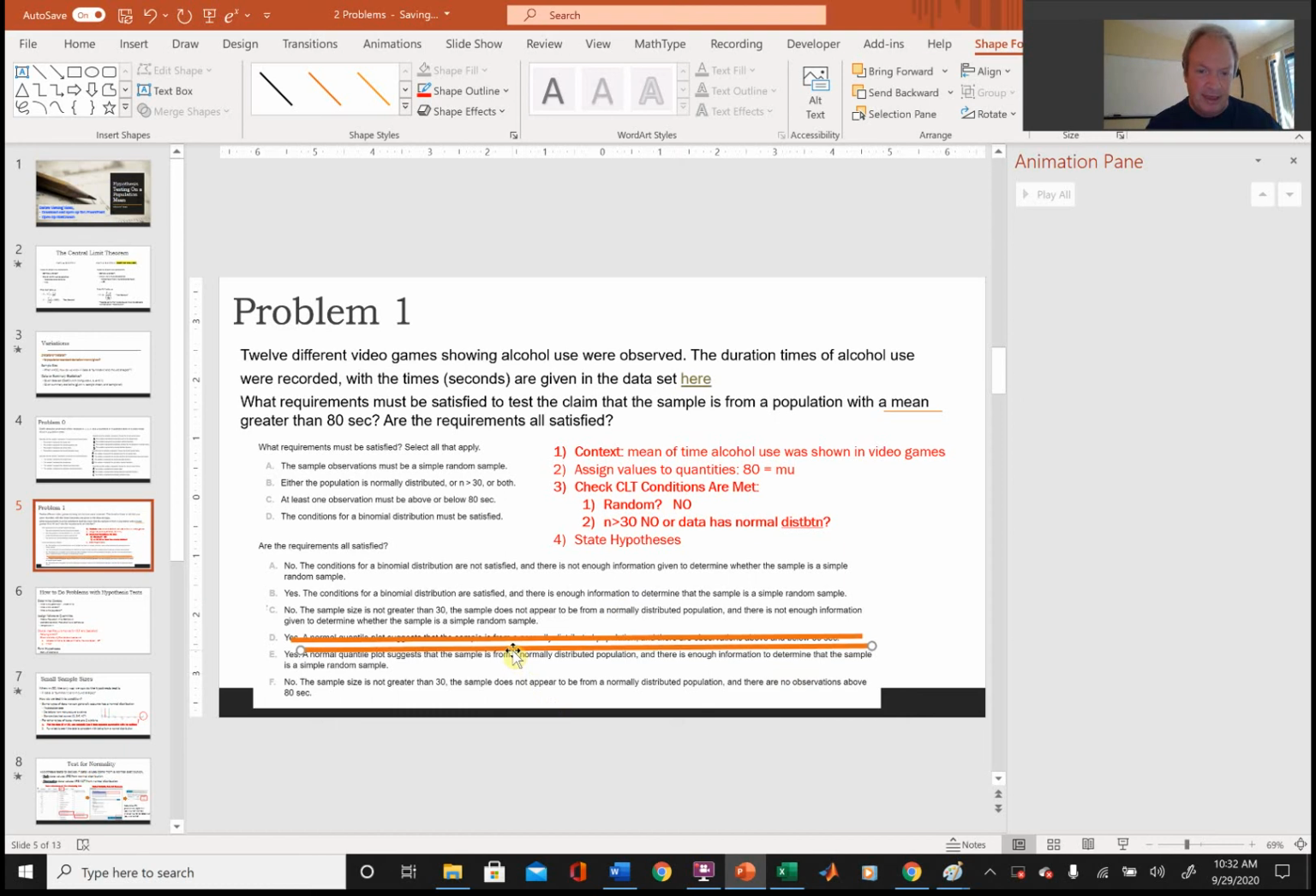And again, this yes, take that out. The first one says, no, the conditions for a binomial distribution are not satisfied. Well, we're not interested in the binomial. That's something we're going to learn about later. So we can take that out. We're interested in the normal distribution here, right?